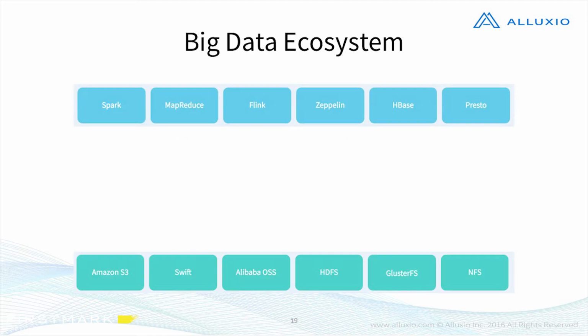So let's look at the big data ecosystem. As I mentioned, there are mainly two layers if you highly abstract this. On one part, the upper layer, that's a compute layer. You have Spark, MapReduce, Flink, HBase, Presto. On the other side, you have different types of storage systems, like Amazon S3, Swift, OSS from Alibaba, HDFS, Gluster, and this list goes on and on.